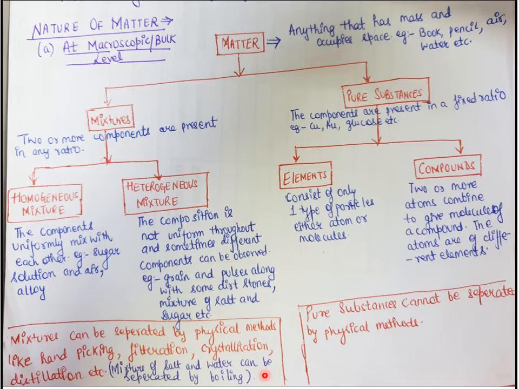So mixtures, be it homogeneous or heterogeneous, does not matter, can be separated by physical methods. But the components of pure substances cannot be separated by physical methods. I cannot separate my carbon, hydrogen, and oxygen atoms in glucose by simple physical methods. I have to use chemical methods to separate the components of pure substances.